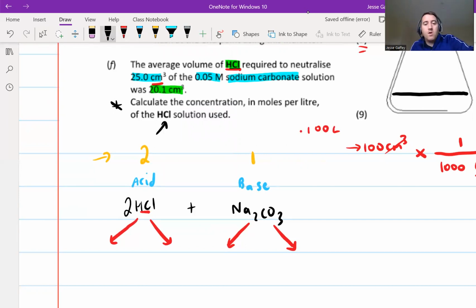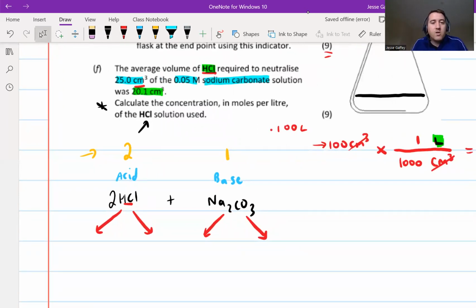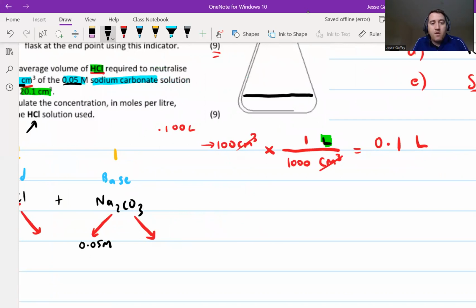So we're going to plug them in down here. Sodium carbonate we know is 0.05 molar, so I'm going to write that here. And what volume did we use? Well, it was 25 centimeters cubed of the sodium carbonate, and I want that in liters. If you're not sure how to do it by moving the decimal place, then do it like this and write it down here in liters. Pause the video and do that now. Hopefully, if you've got 25.0, you move it 1, 2, 3 places to the left, which gives me 0.025 liters.